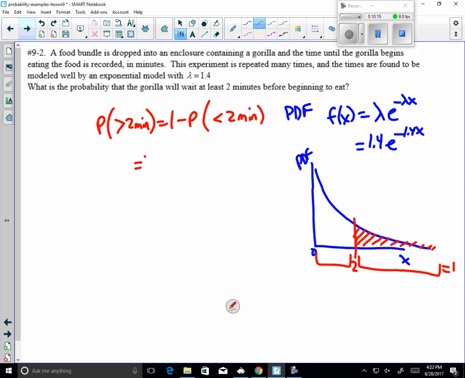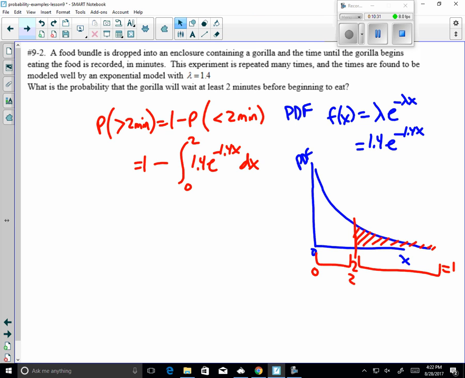Okay, and for this probability that we wait less than 2 minutes, we're just going to integrate from 0 to 2 the probability density function of 1.4 e to the negative 1.4x. And again, we could do that in a calculator.